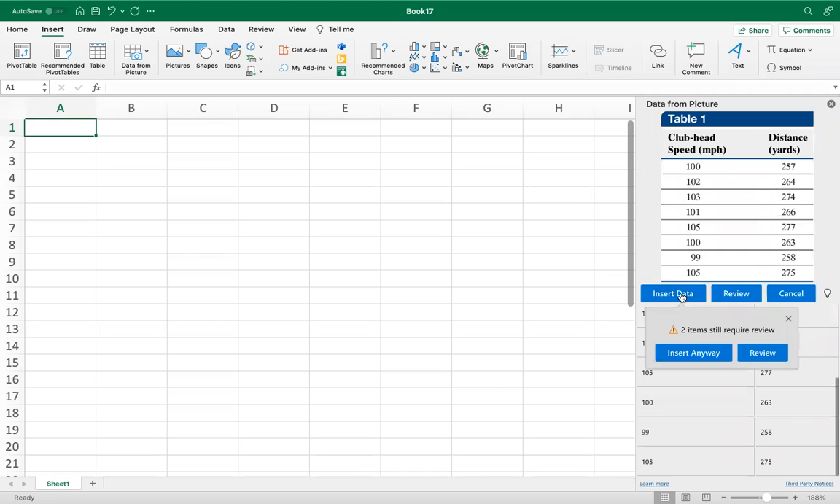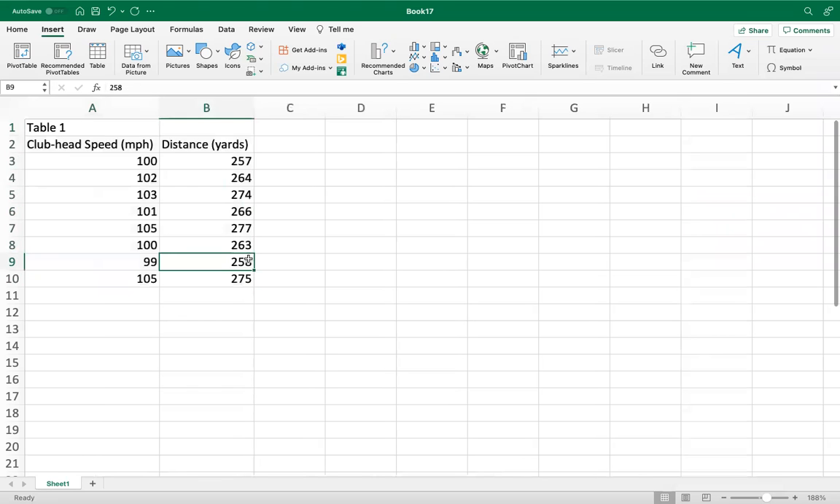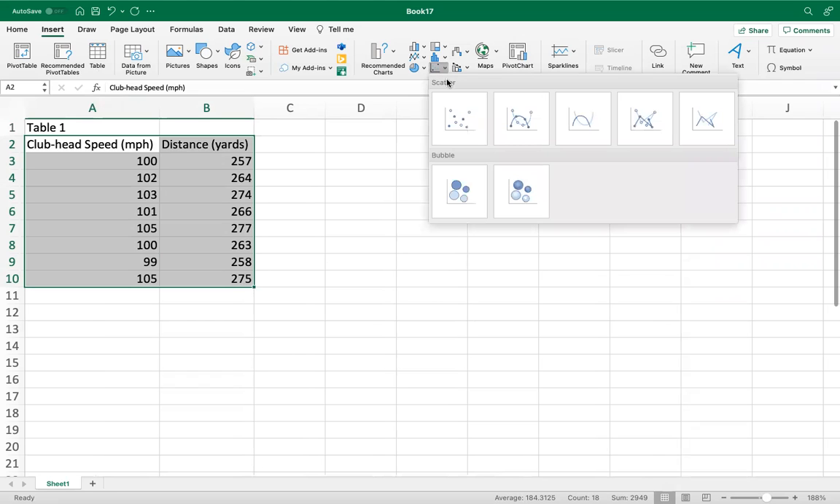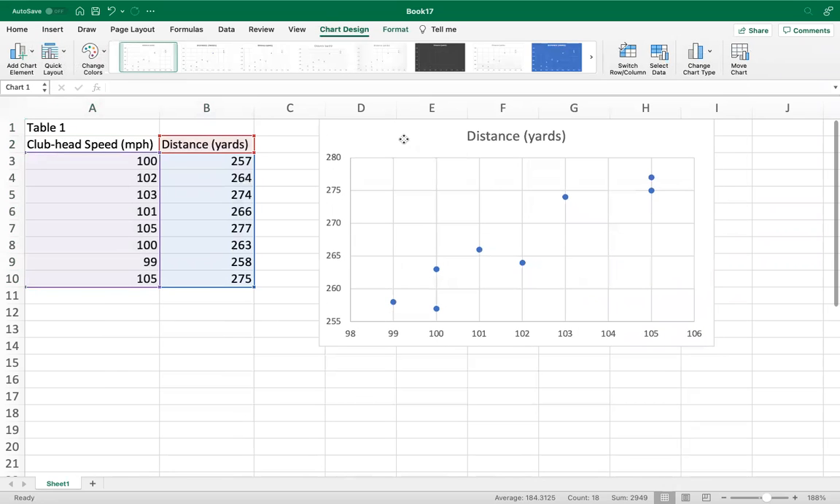All right, looks good. Insert data anyway. All right, so now we have this, and to graph it, we would just highlight it, go over to insert, recommended charts, so we could kind of see what's going on here. Looks like this is what we want, a scatter plot. So we just want points. We don't want any lines or anything. And there we go. So it shows a relation between the two.